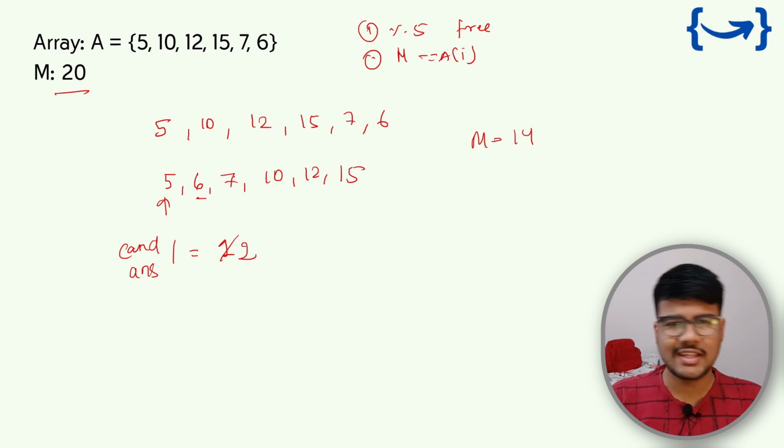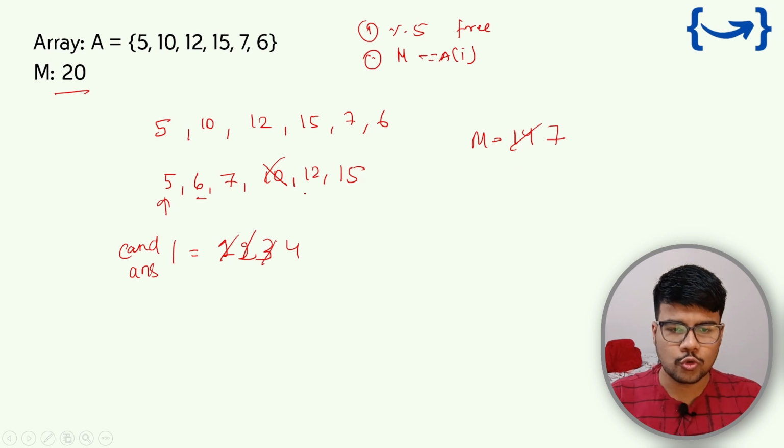7. Is 7 a multiple of 5? No. Then what do I need to do? I need to again subtract it from my total amount, which becomes 7 now, and the candy count will increase. Similarly, 10 is a multiple of 5. Yes, it is. Then simply the candy count is increased, and there is no need to subtract anything from my money.